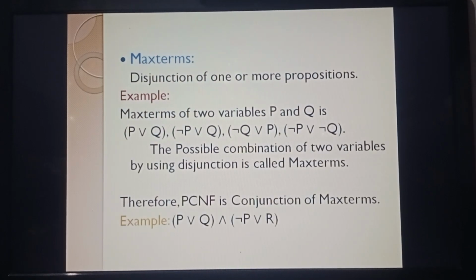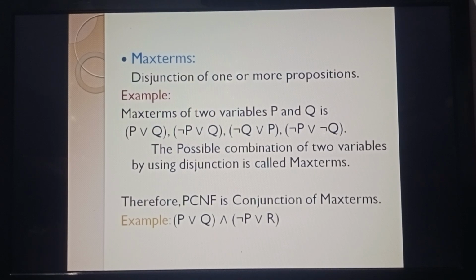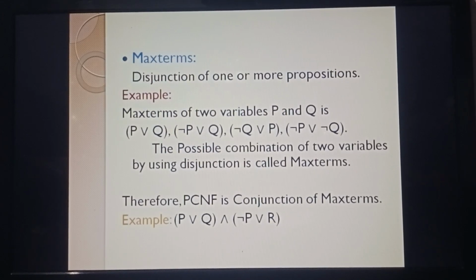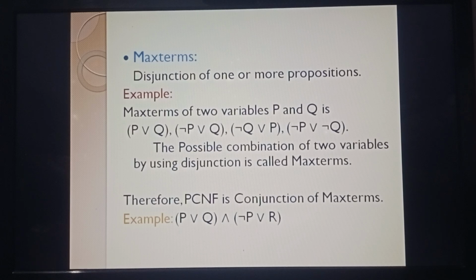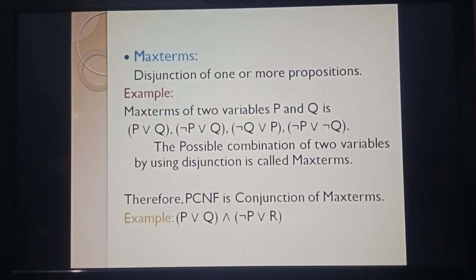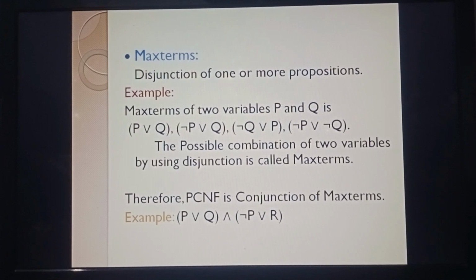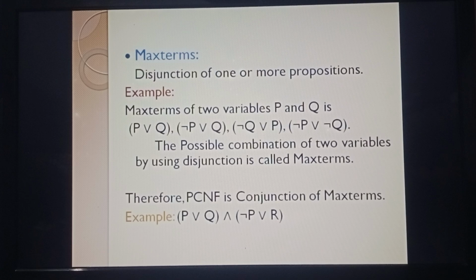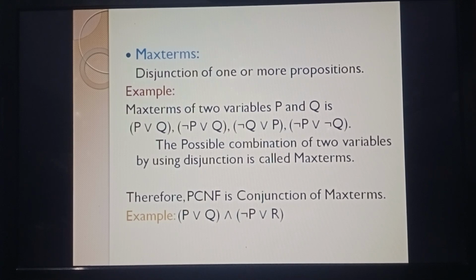Next, max terms. Max term means disjunction of one or more propositions. For example, the max terms of two variables p and q are p or q, negation p or q, p or negation q, negation p or negation q. That is, the possible combinations of two variables by using disjunction are called max terms. Similarly for three variables p, q, r: p or q or r, p or negation q or r, p or q or negation r. In this way, you have to form max terms for three variables.